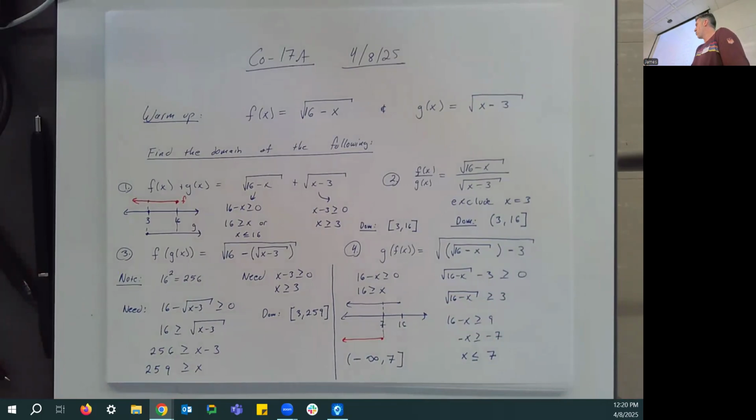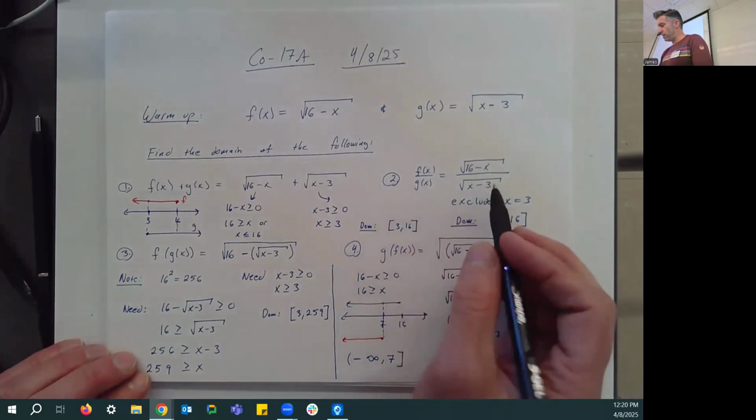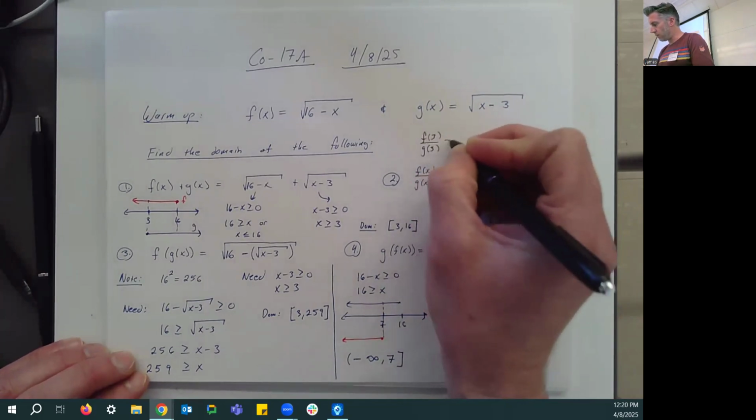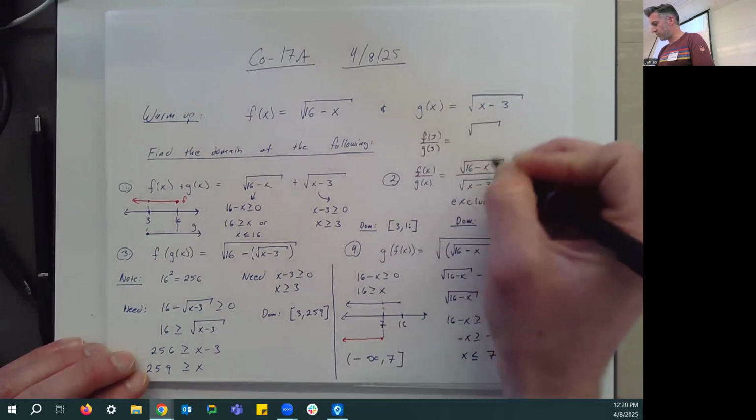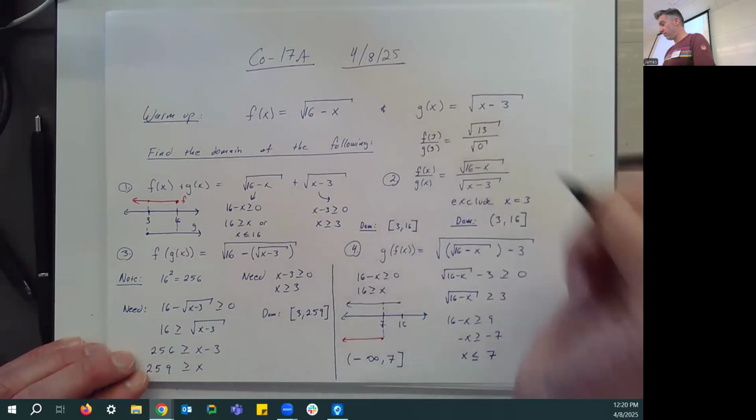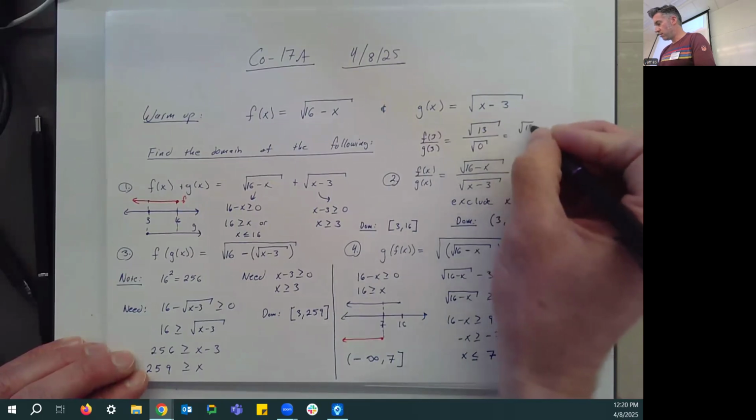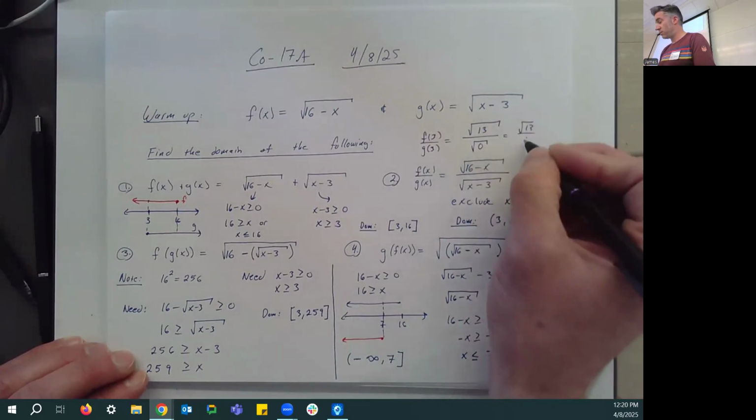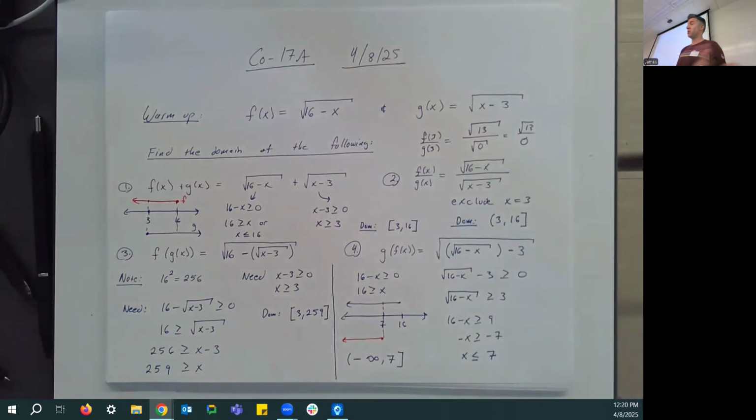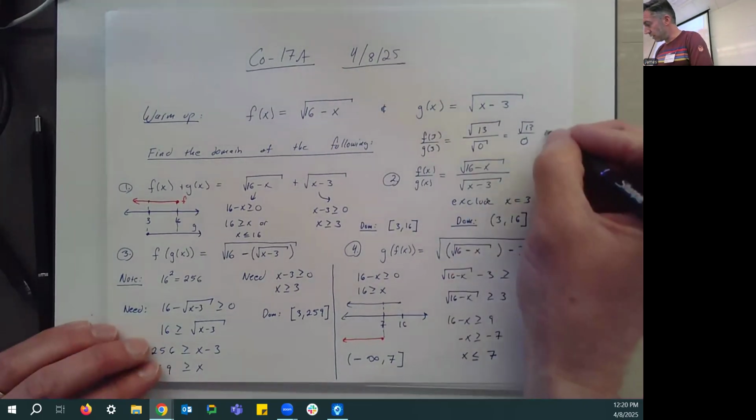Good question. What if x were equal to 3? If I try plugging in 3 here, f of 3 over g of 3 would give me the square root of 16 minus 3, which is 13, over the square root of 3 minus 3, which is 0. The square root of 0 is 0, and division by 0 is undefined. So this value here is undefined.